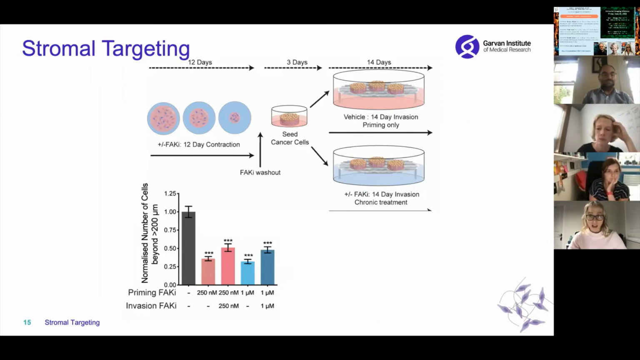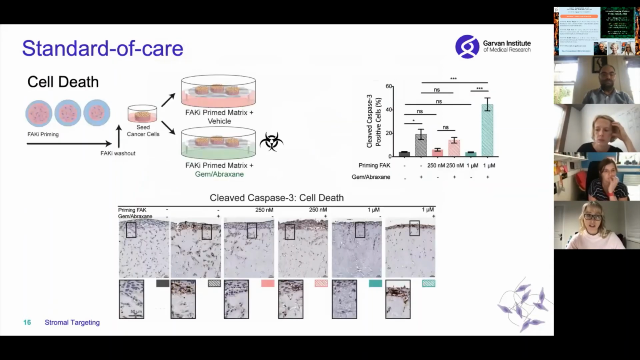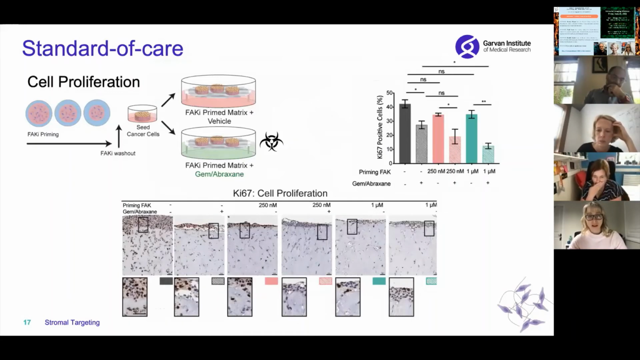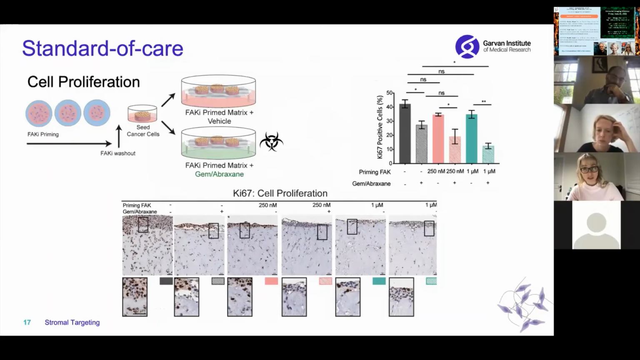And if we then add in our clinically relevant chemotherapy, gemcitabine and Abraxane, into this priming regime where the matrices are no longer remodeled, we see a marked increase in cell death in our KPC cells upon treatment with gemcitabine and Abraxane. And in parallel, we also see a significant decrease in the proliferation of cells treated with gemcitabine and Abraxane if these matrices have previously been primed with our FAK inhibitors.